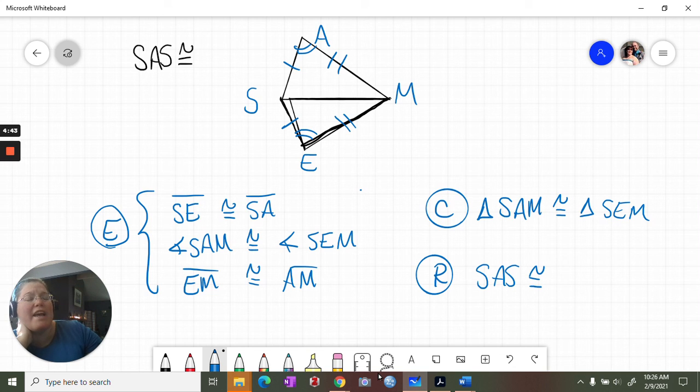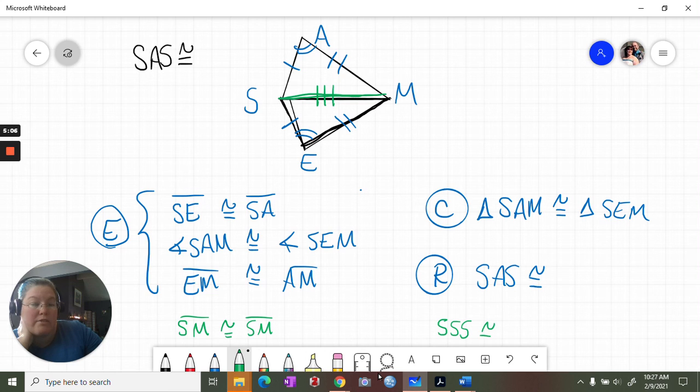Now you may say, hey, Mrs. Miller, isn't there another way to do that too? Isn't SM congruent to itself? And the answer is yes, this is congruent to itself. So ultimately we have two options. I could instead say SM is congruent to SM, and then I would use side-side-side congruence.